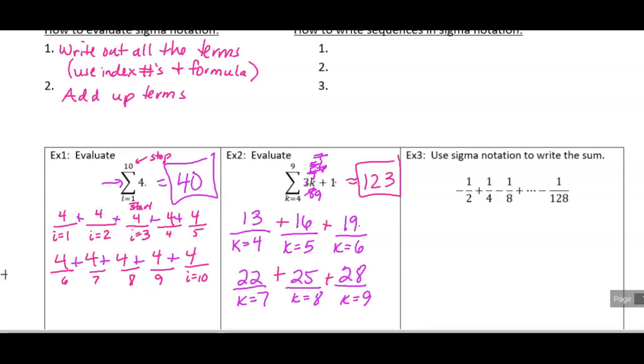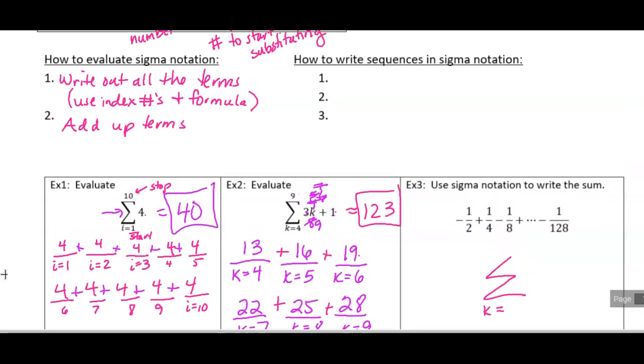All right, so now let's go backwards. Now they give us a bunch of terms and they want us to write them in sigma notation. Our goal is this. You can use K, N, whatever you want. There is more than one right answer, but if you use the formula, then we're all going to have the same answer. So that's up to you. Step number 1 is you want to find the pattern.